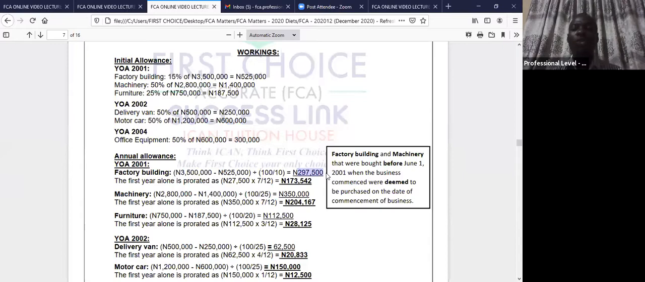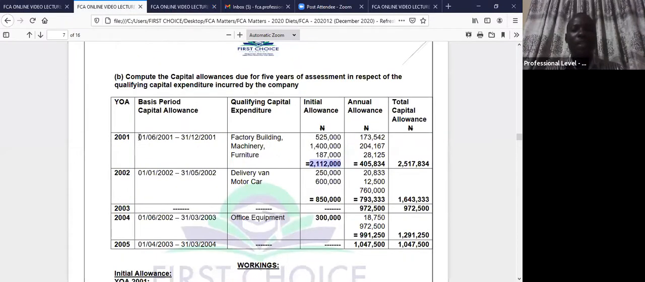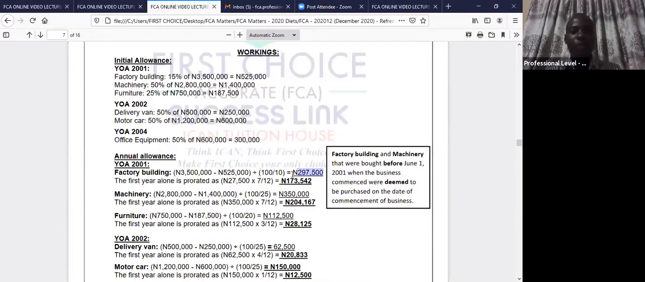That is what you are supposed to be charging every year as your full annual allowance. Take note, we'll come back to that figure. But because this is the first year, and how many months is this asset being put into use? You check again, this is from June 1 to 31st December. How many months is that? It's 7 months. So what do we do? We bring our full annual allowance here and prorate it for 7 months out of 12.